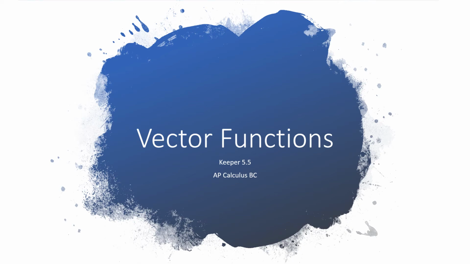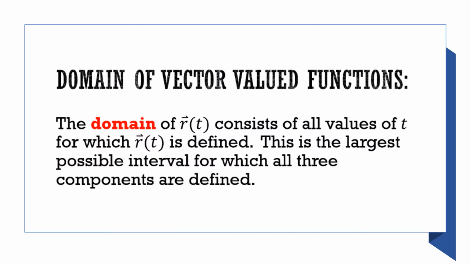Section 5.5, vector functions. All right, so the domain of your vector-valued function is the domain that satisfies every piece of your function. So it's where all 3 or 2 or 10 components are defined. It just depends on how big your vector is, but you just want to check the domain of each one and then see where all of them are defined.